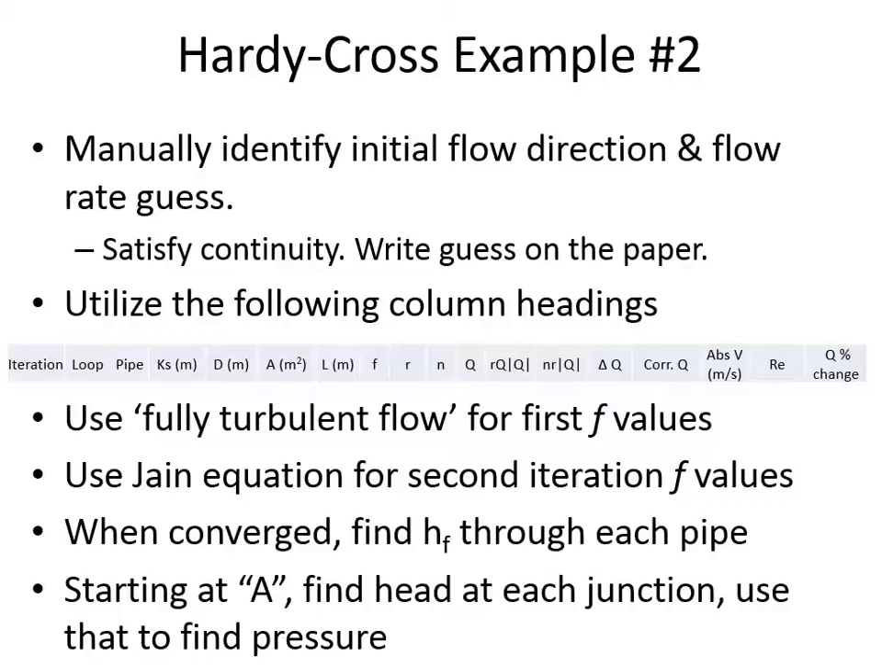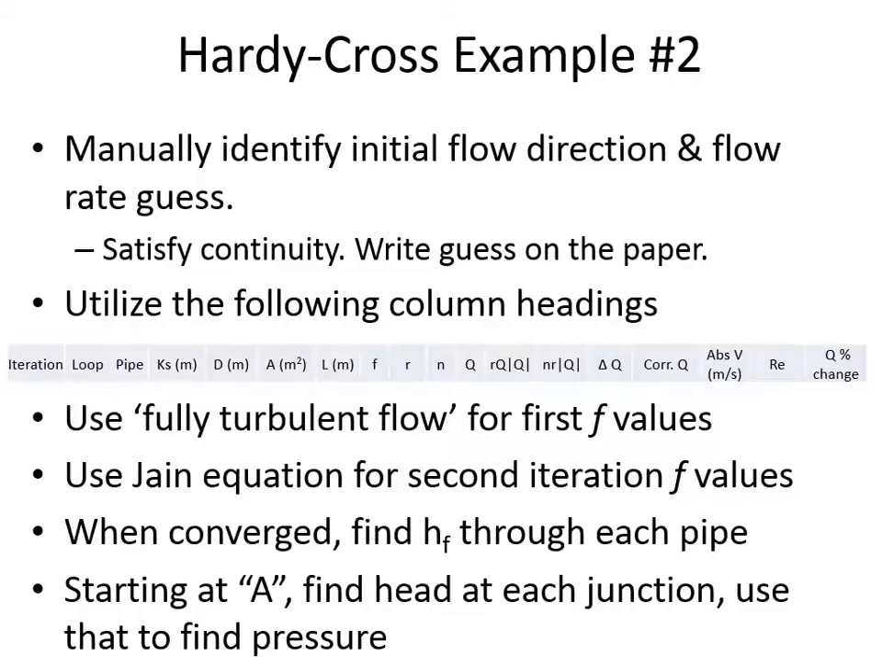So the columns that you should use in today's spreadsheet are a little bit different from the columns that you set up in example 1 for Hardy-Cross, because this time around there's going to be an f value column that is based on the Reynolds number and the corrected velocity from the previous step. So you will use fully turbulent flow for iteration 1 to find your first set of f values, and then starting in the second iteration you should use the Swamee-Jain equation to calculate f.